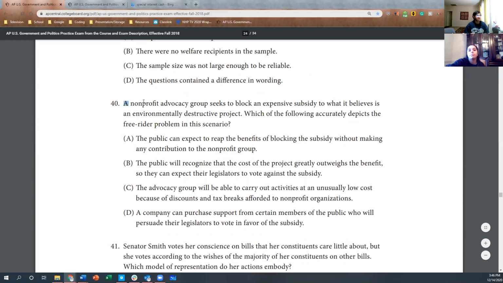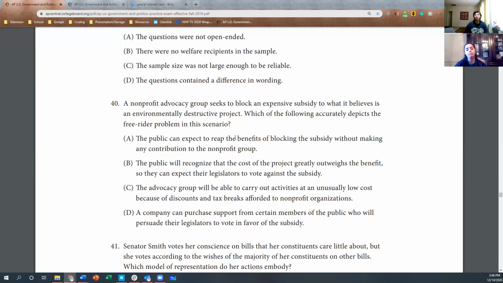A nonprofit advocacy group seeks to block an expensive subsidy to what it believes is an environmentally destructive project. This one accurately describes the free rider problem. The free rider problem has to do with people riding freely off the back of others. So when someone does the work, basically one person does the work, but everybody reaps the profits. Okay. So it would be A then, I think. We can look at the other ones, but I think it's A. The public will recognize greatly out.